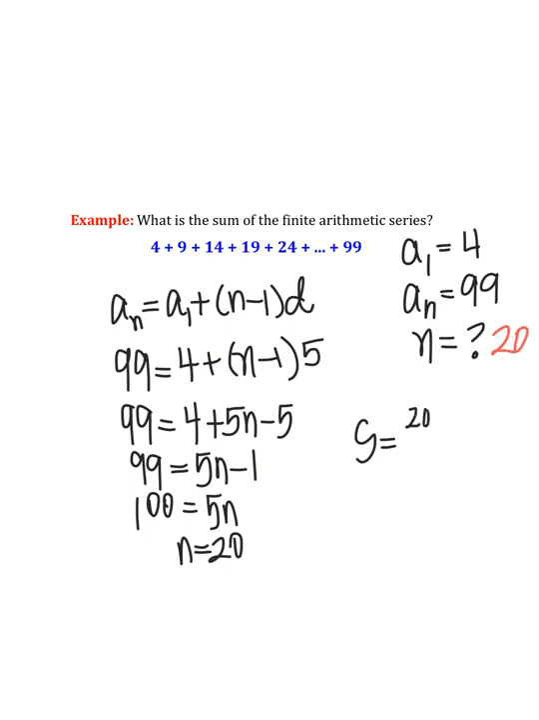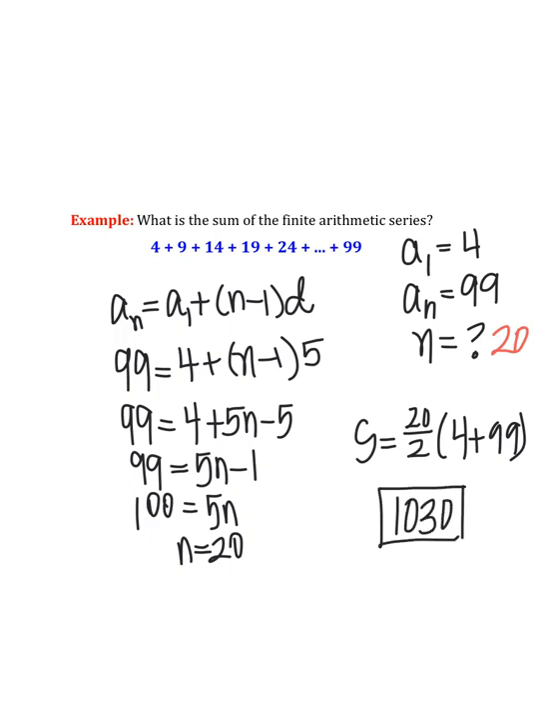So I've got 20 over 2, and then 4 plus 99. I'm going to grab my calculator, and it ends up that I get 1030 for my sum.